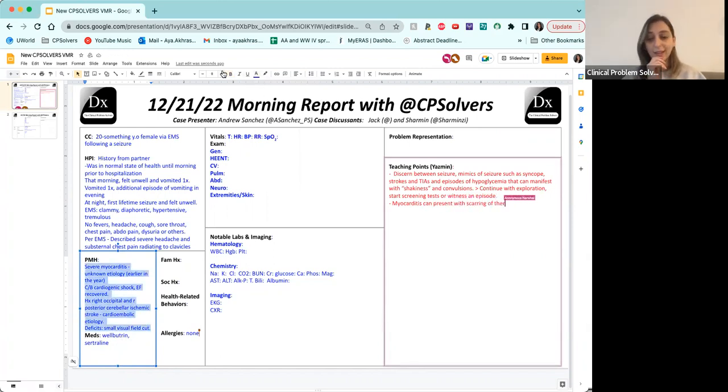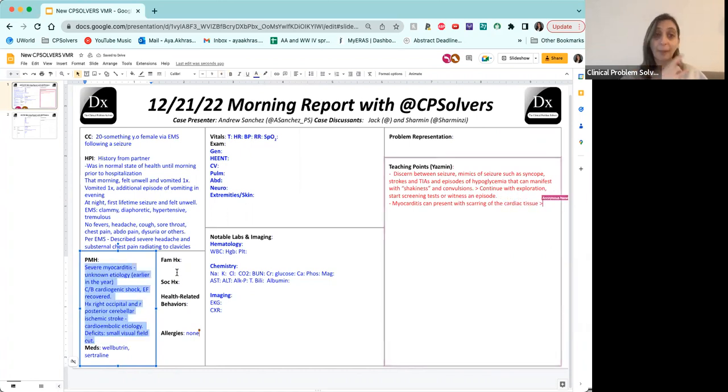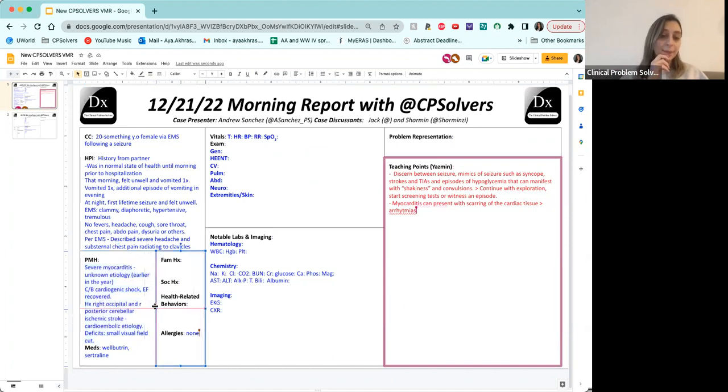I really like Jack's approach of zooming out and labeling this a loss of consciousness, and within that, thinking about seizure, thinking about syncope as well, and all the etiologies within it. Any other things? Oh yeah, she's also on Wellbutrin. So thinking about medications that can also affect your seizure threshold.